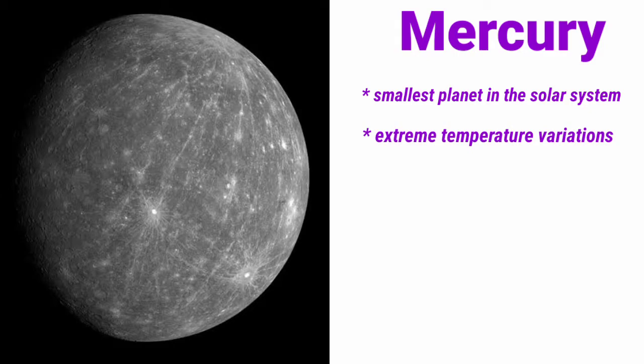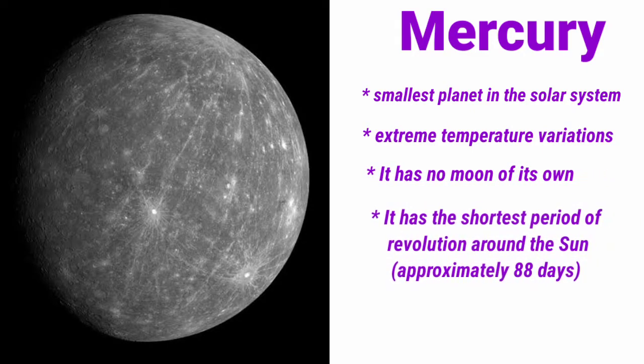Special features of Mercury. Mercury is the smallest planet in the solar system. It shows large temperature variations. It has no moon of its own. It has the shortest period of revolution around the sun, approximately 88 days.